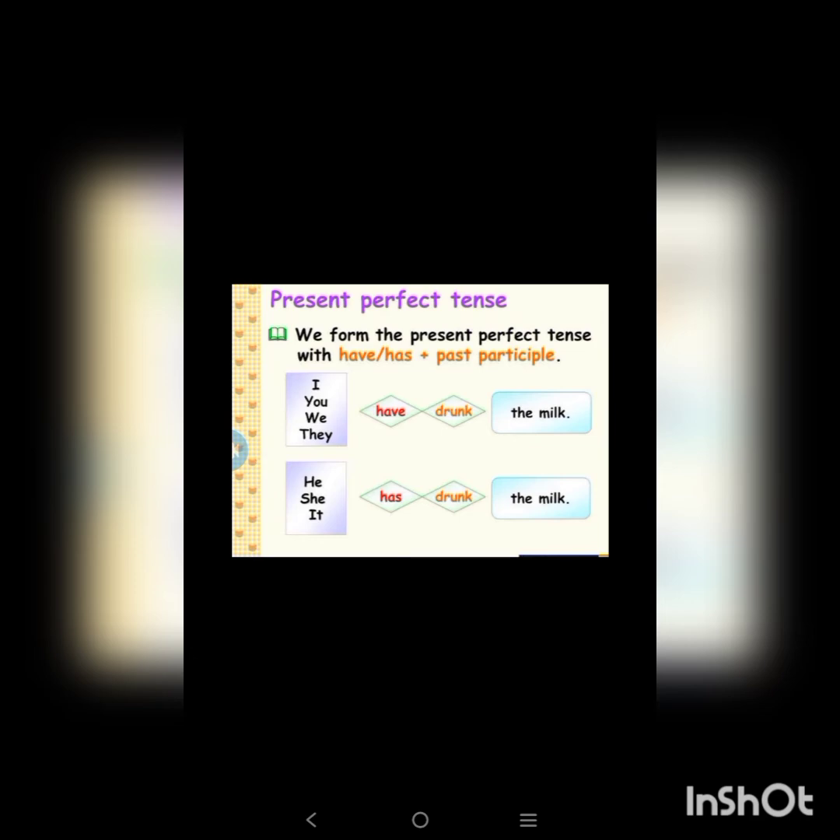See here, have or has. With the third person we will use has, with others we will use have. Along with that, the verb will be in past participle form. I have drunk the milk, he has drunk the milk. So have you understood what present perfect tense is? Have you understood?